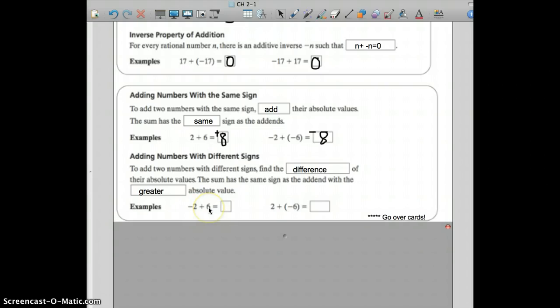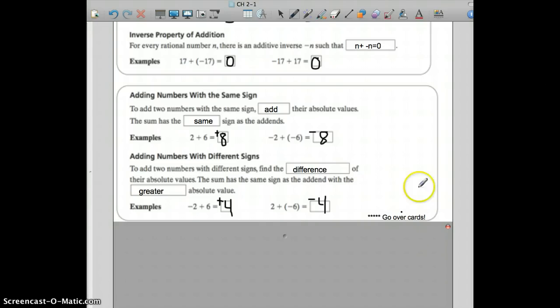We have -2 plus 6. The rule tells us we find the difference between 2 and 6, which is 4. And then since the 6 is the larger and has a sign of a positive, our answer is positive 4. In the second problem, we have 2 plus -6. Again, since the signs are negative and positive, we have to subtract 2 and 6, which is 4, and we take the negative sign here because the 6, which is negative, is larger than the 2.